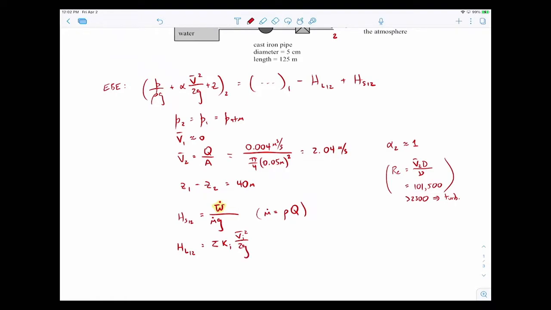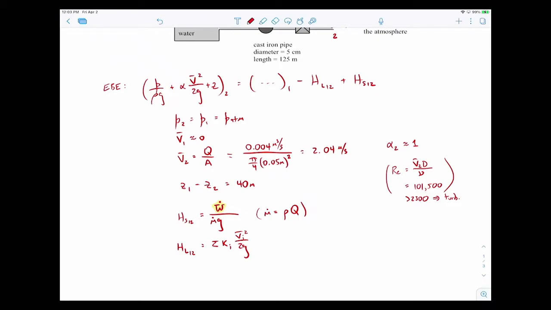It's going to be all of our various places where we have losses. That's why I have a summation. K sub I is the loss coefficient for some particular loss. There'll be several of them. And then V bar squared over 2G, with a subscript I in that. That's the velocity head where that loss occurs.